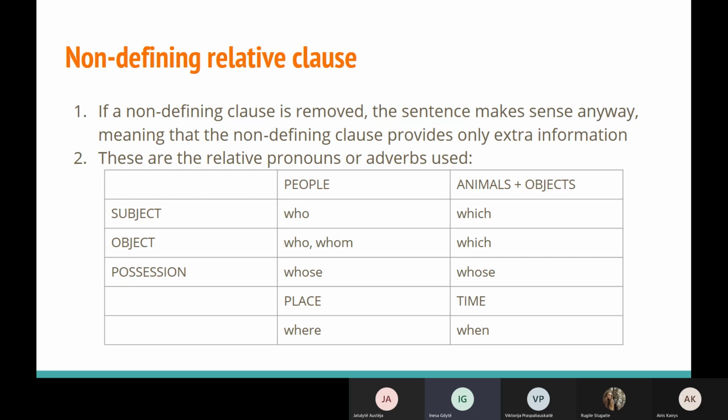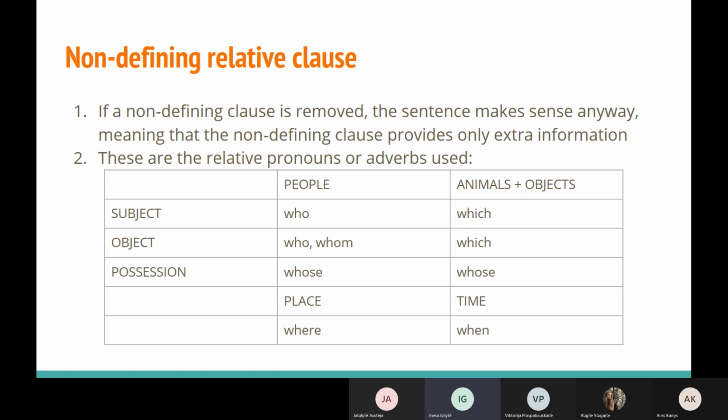Okay, I believe it is my turn to talk now. So I will simply introduce the non-defining relative clause, the second group of relative clauses in general. So the main difference between non-defining and defining relative clause is that non-defining clause provides only extra information. It means that if a non-defining clause is removed, the sentence does not change in a certain way, and one who is reading that sentence can comprehend what is being said.